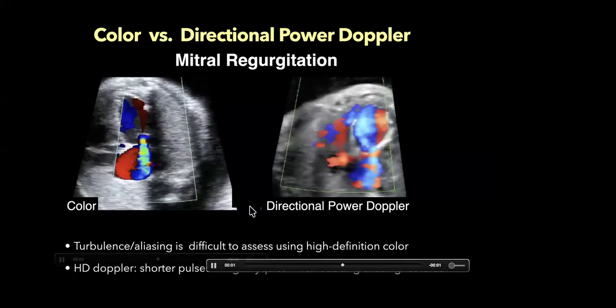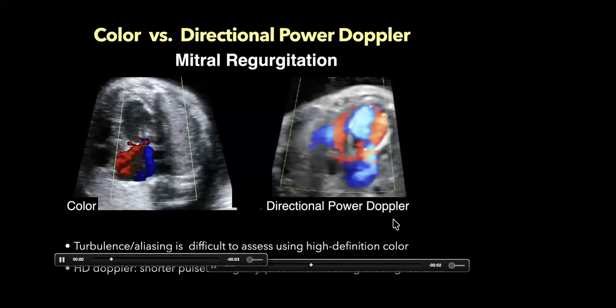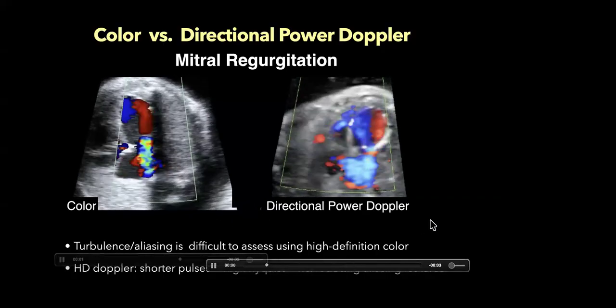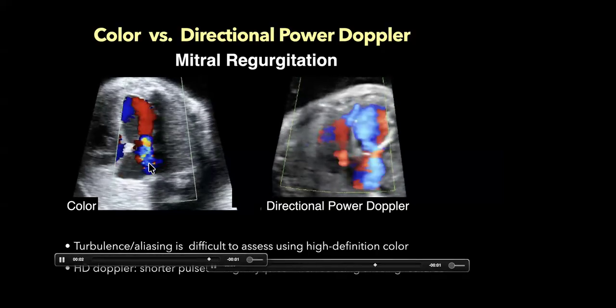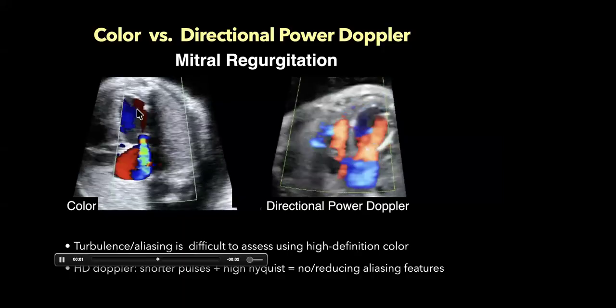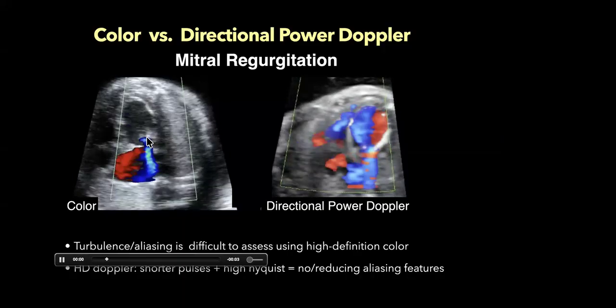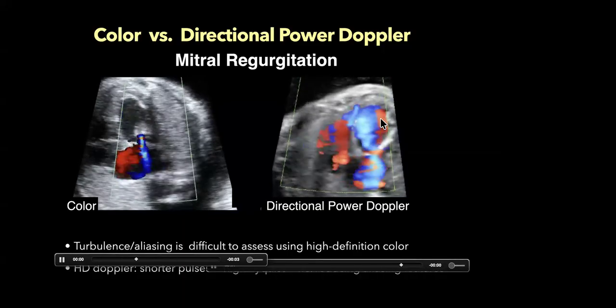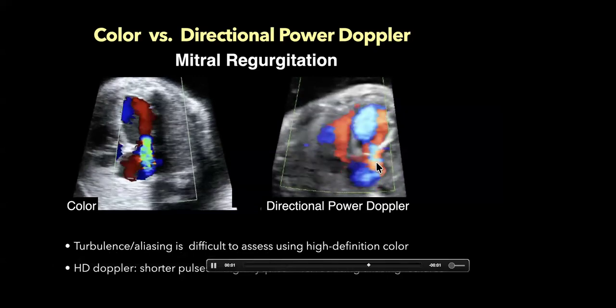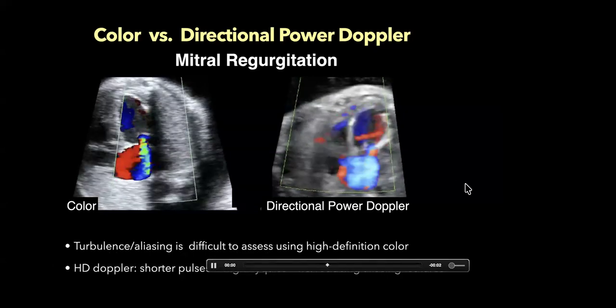The reason you want to be mindful of how you use your color and directional power Doppler, if this is something that's available to you, is that here you could see color Doppler demonstrating the severe regurgitation and the aliasing and the gradients that you could see right there along the color scale. However, with directional power Doppler, you're not able to see it. It's not really well defined.